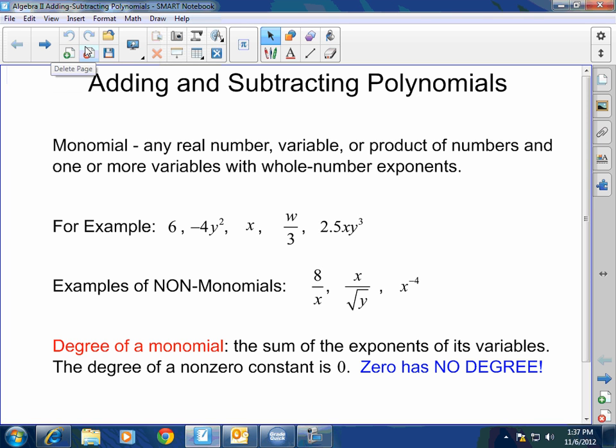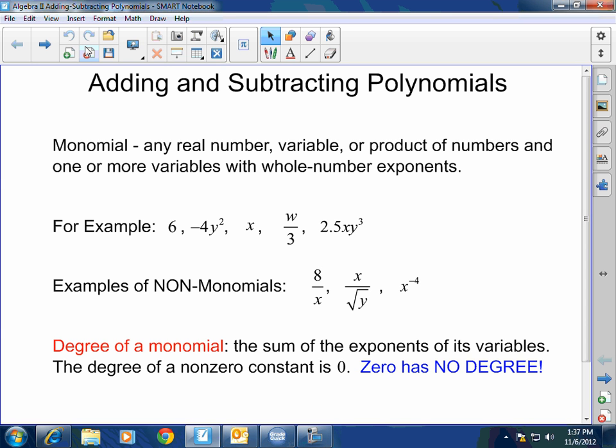Okay, welcome back, guys, to Algebra 2. This is not in the book, so please pay attention, because this is not in the book. I repeat, this is not in the book. This should have been taught to you already in Algebra 1, but I'm going to make sure that you guys got this now. We learned already a while back what a term was.